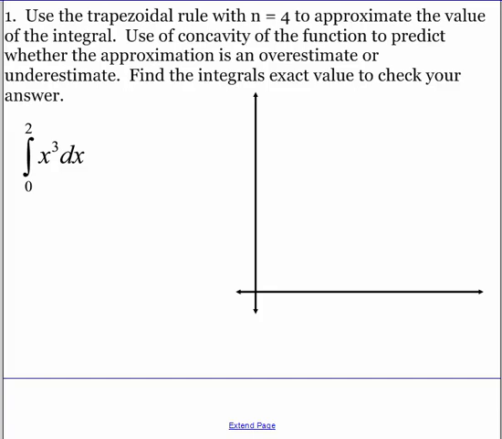In this first example, we have to use the trapezoidal rule with n equaling 4, so 4 trapezoids, to approximate the value of the integral. Use the concavity to predict whether we are in underestimation or an overestimation, then use integrals to find the exact value. So y equals x cubed, remember, looks something kind of almost like a tangent graph. And we're going from 0 to 2. So we're approximating the area under that curve.